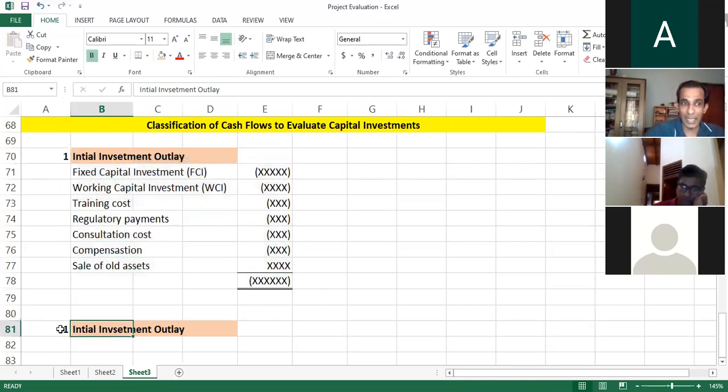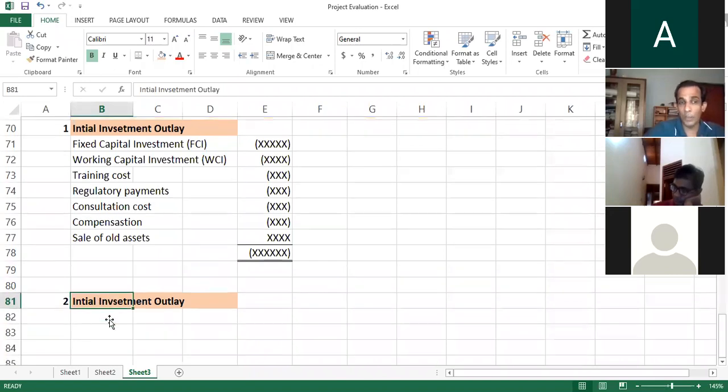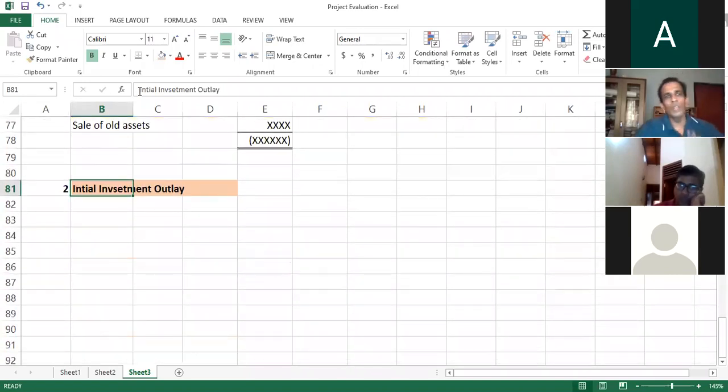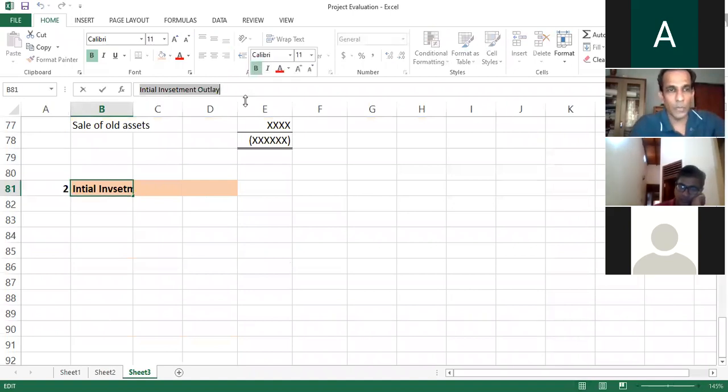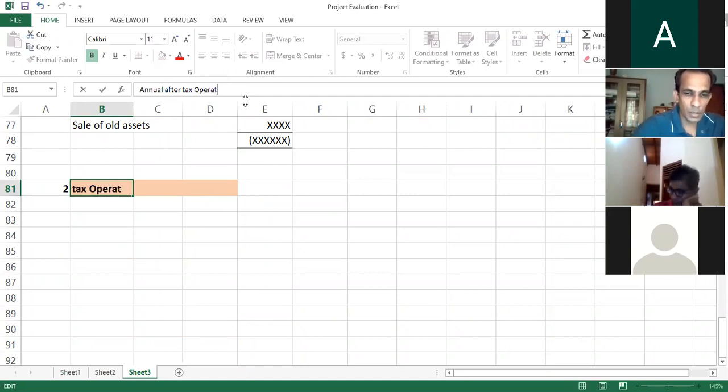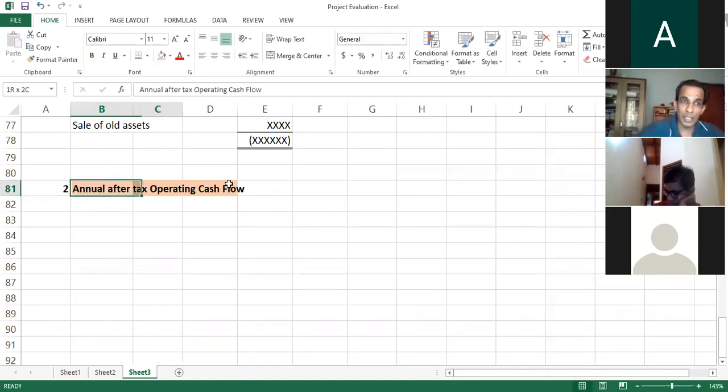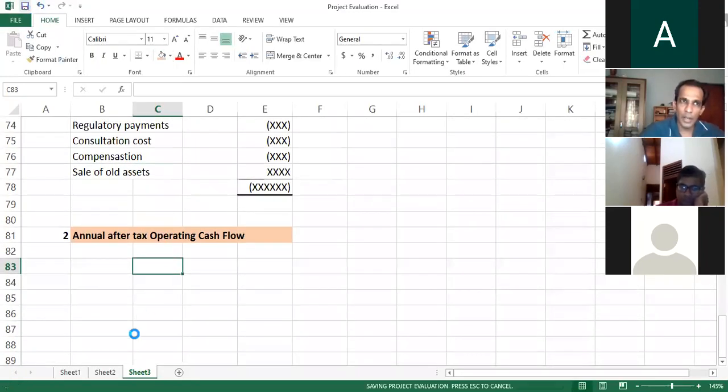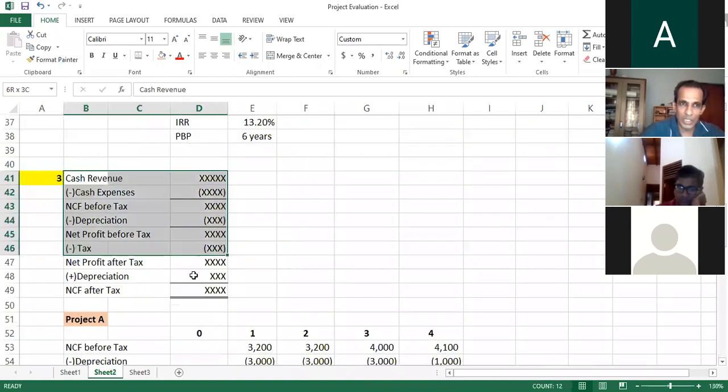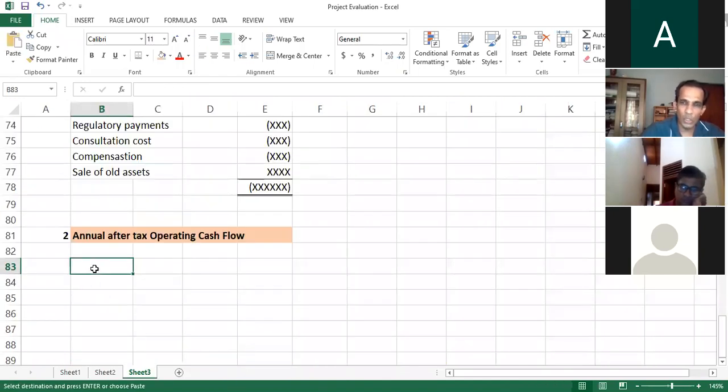And the second category is during the period of the project. Usually this is the category that involves most of the calculation, and we discuss the points included here. We call this annual after tax operating cash flow. A lot of calculations will be included here, but the main points we already discussed. So this is how we calculate annual after tax operating cash flow.